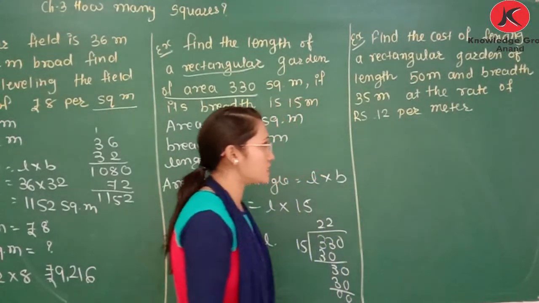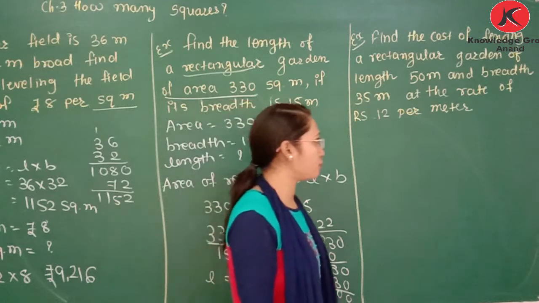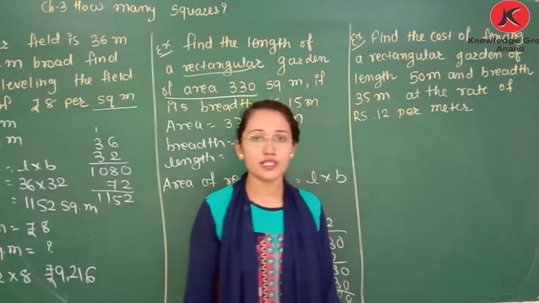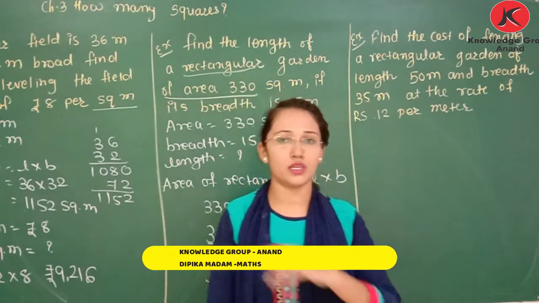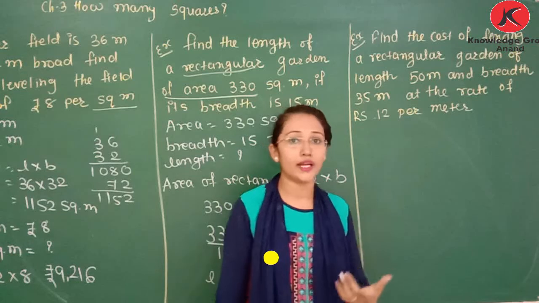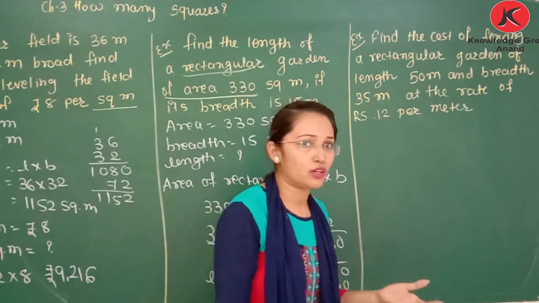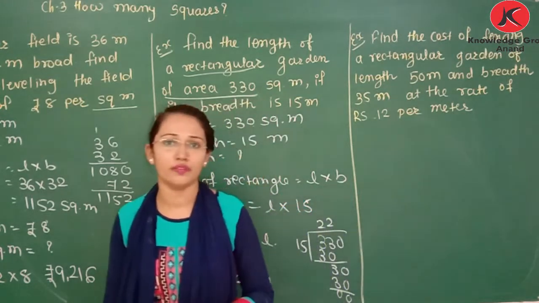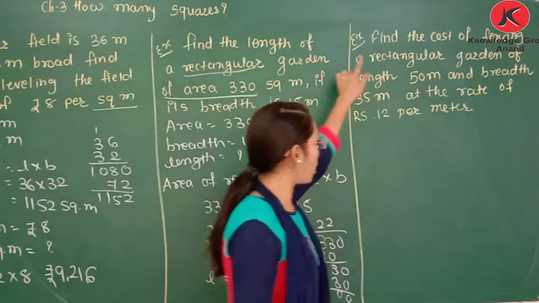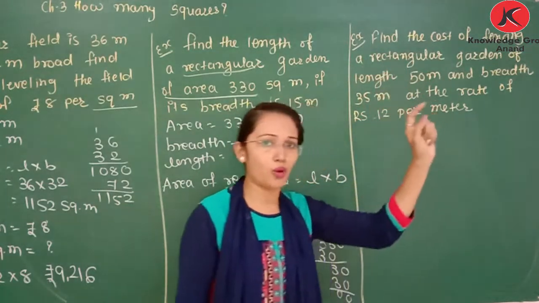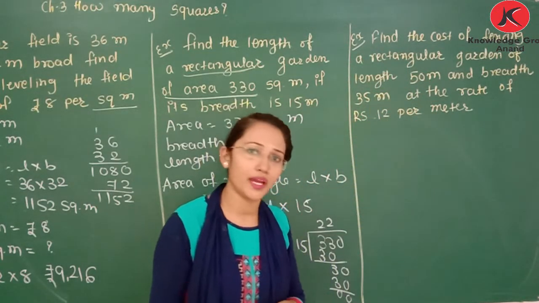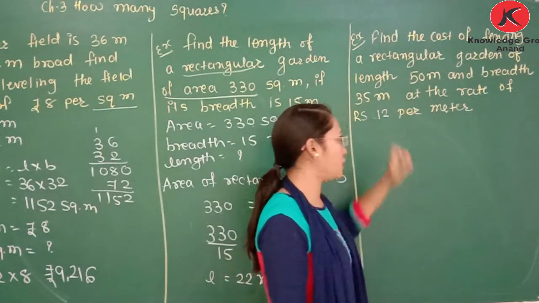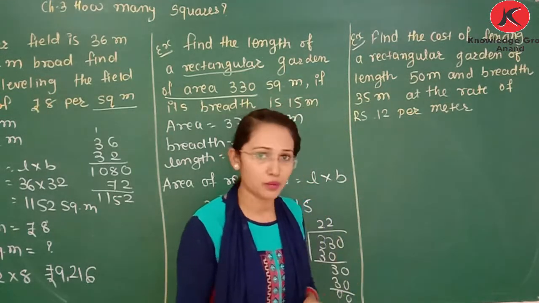Find the cost of fencing a rectangular garden of length 50 meter and breadth 35 meter at the rate of 12 per meter. Fencing means boundary. Any garden, for example a park or a farm, when a boundary is built around it, that is called fencing. Fencing means outer boundary, and outer boundary means we need to find the perimeter.